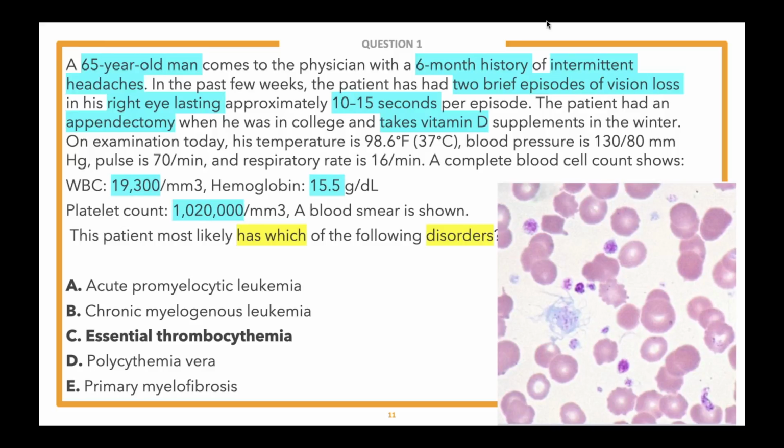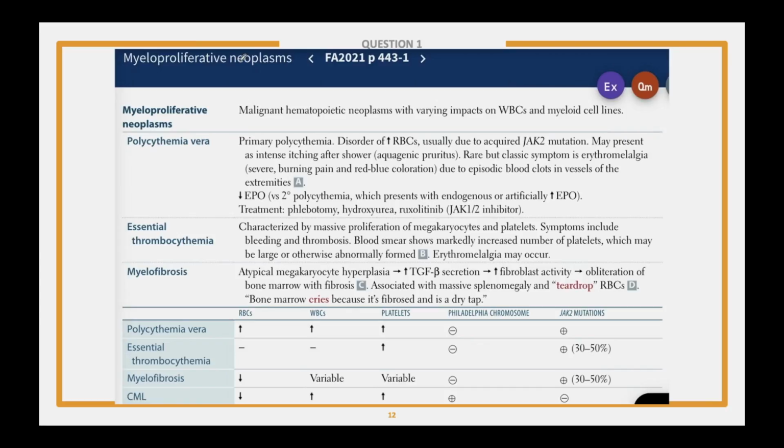On the next slide, Sean has actually gone ahead and included a table talking about these various myeloproliferative neoplasms, okay? And if you see there with essential thrombocythemia, massive proliferation of platelets, okay? Blood smear shows increased number of platelets, which may be abnormal. And if you look there in that table below at the bottom that Sean was highlighting, you can see there that platelets should be elevated, okay?